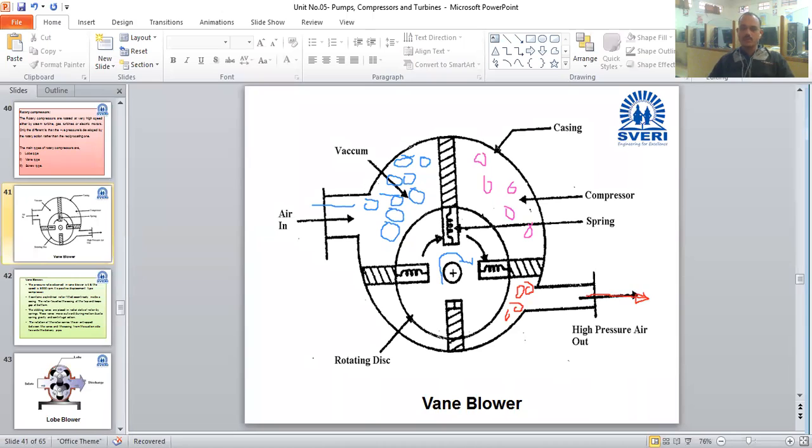Okay, so this process continues. This is the working of the vane blower.